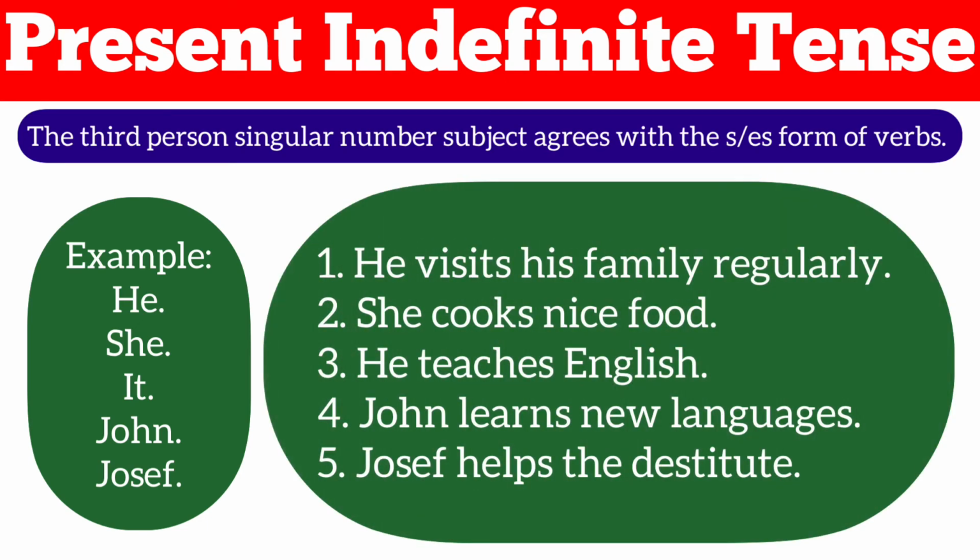So if you look at these sentences, you can see the subject is the third person singular number subject and the verb is taking S or ES to the end of it. So hopefully you have learned your present indefinite tense from this lesson.